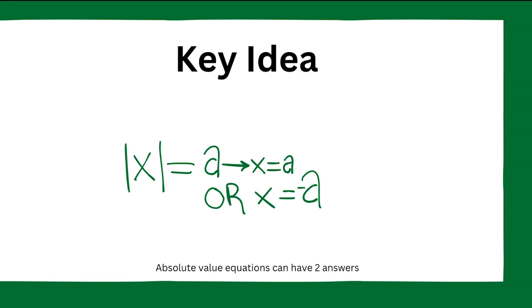So essentially, the key idea is that an absolute value equation can have two answers, even though you have a negative and a positive equation. So you have two different types of equations, but you still end up with two answers. And they both will, in the end, have that same ending value of that positive number. I promise you it will make more sense when we do some equations together.